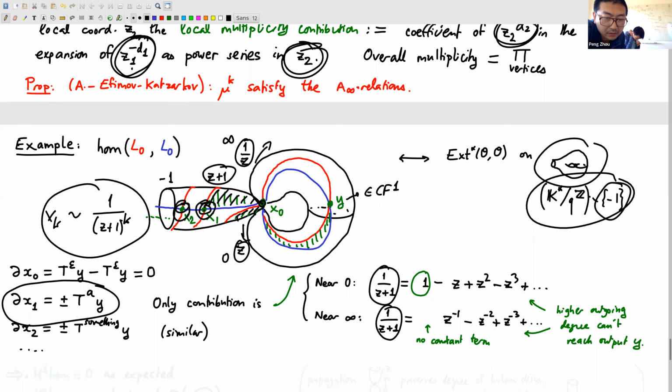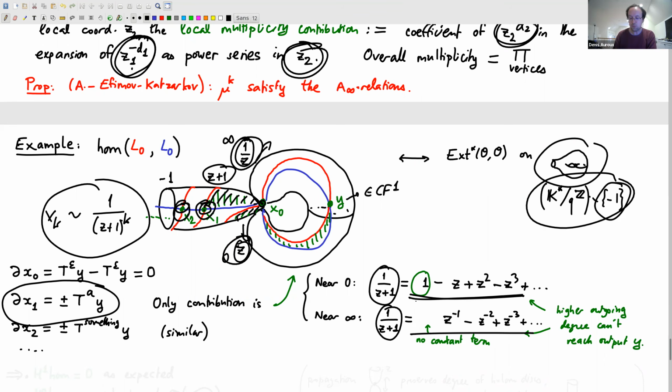Now I want to analytically continue this. It has a pole at -1, but it's analytic near 0 and infinity. Therefore, I can calculate the power series expansion near 0 as a power series in Z, the coordinate I chose at 0, and near infinity as a power series in 1 over Z, the coordinate I chose at infinity. The coefficients look like that.